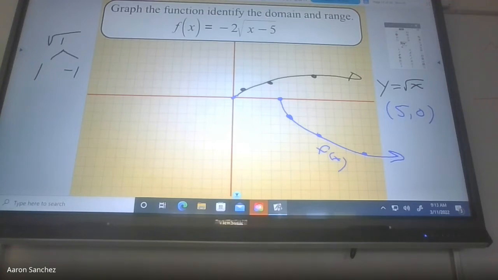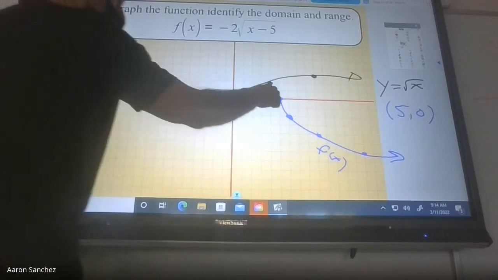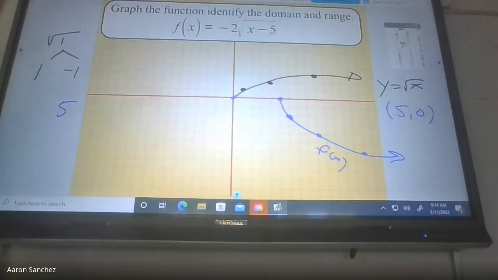Domain and range. Domain. What's the smallest x of this? Tell your group. Valerie, what's the smallest x? 5. Starts at 5, goes up to what? You guys, write the whole thing. Write the domain.